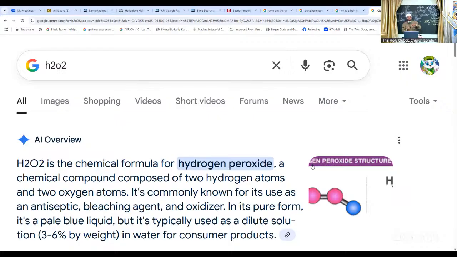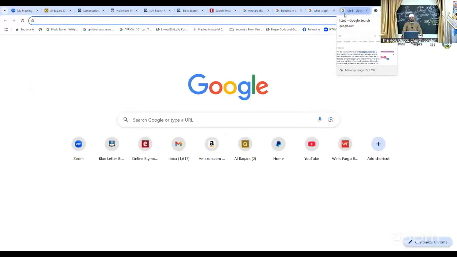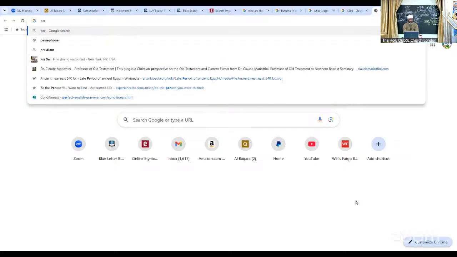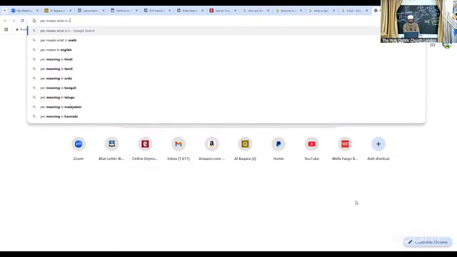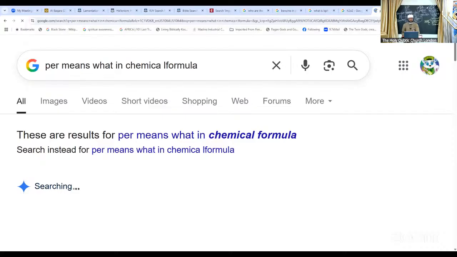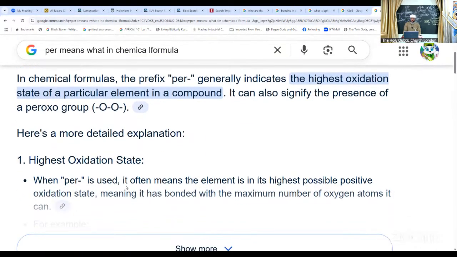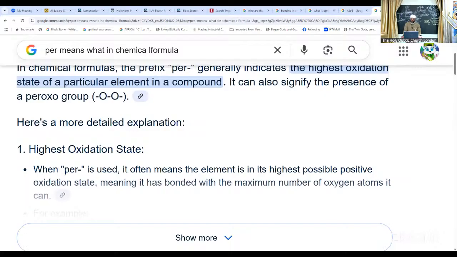When you take hydrogen peroxide, when we say perox, P-E-R, not the oxide, but the per means what? It's the amount of oxides. Yeah, it's telling you the amount in the chemical formula. And what would that be in peroxide? I think it's 4, if I'm not mistaken. Per: the highest oxidation state of a particular element in a compound. It signifies the presence of a peroxyl group. This means it's the highest element possible positive oxidation.